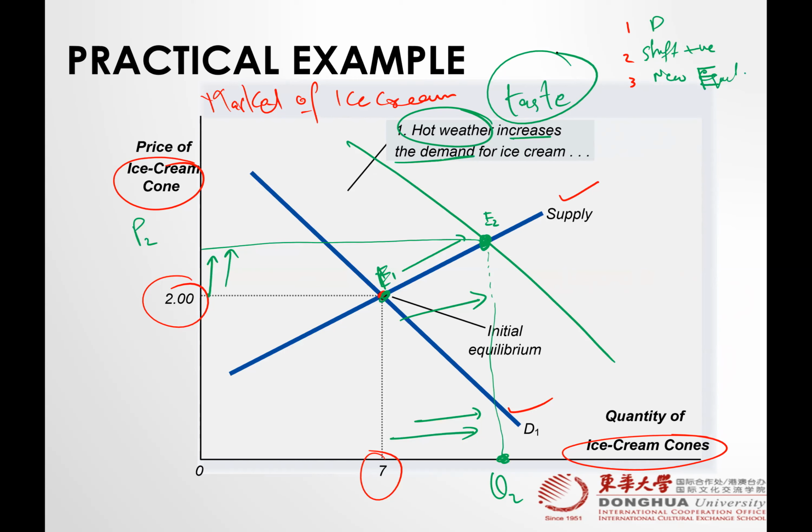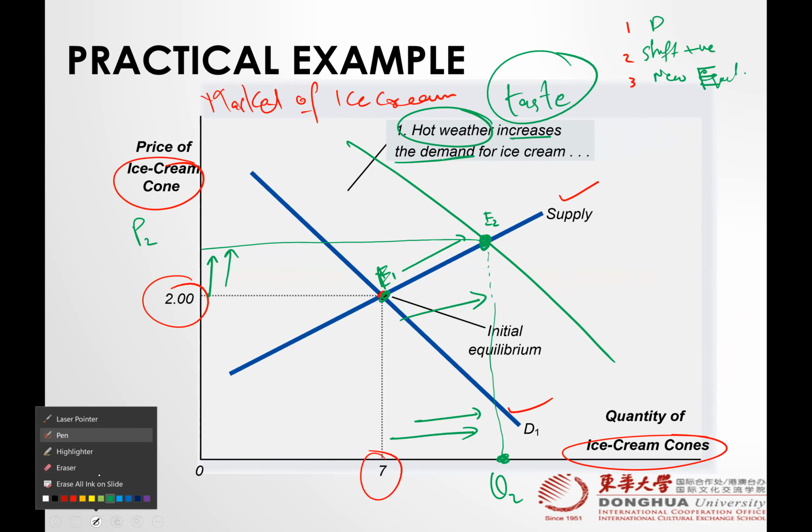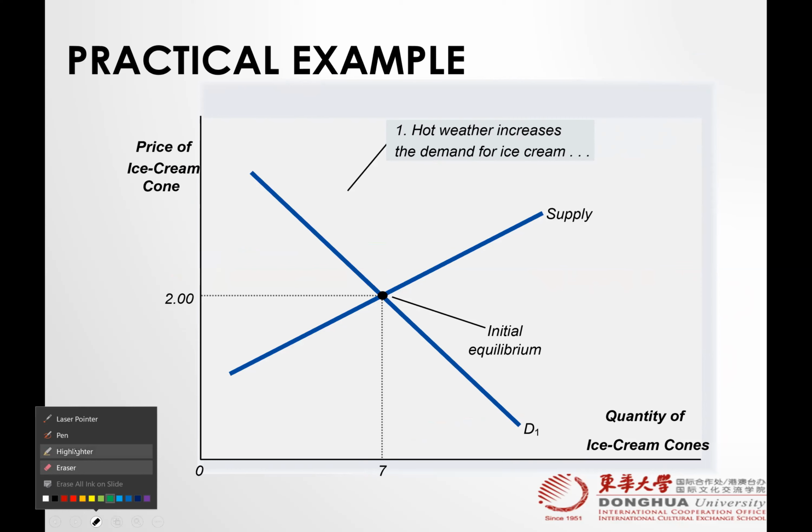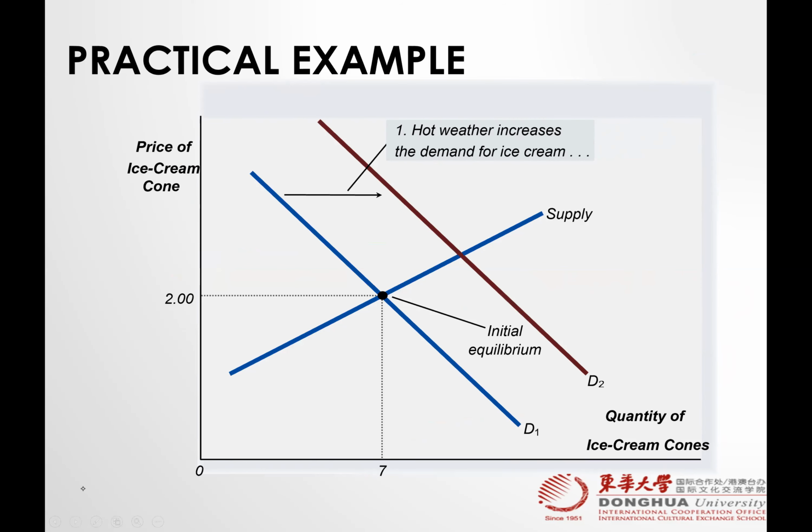Understand? So let's see in a very nice diagram, because I don't have a very good drawing. So I apologize for that one. Let's have a very professional diagram here. See, hot weather increases the demand for ice cream, shift to the right one, right? And we have a new equilibrium, and on new equilibrium, the quantity is 10 and the price is 2.5.